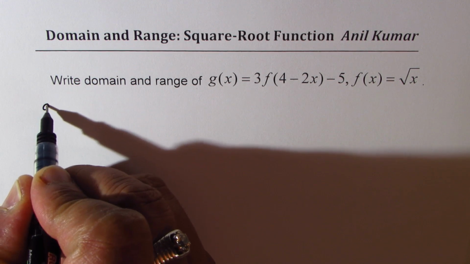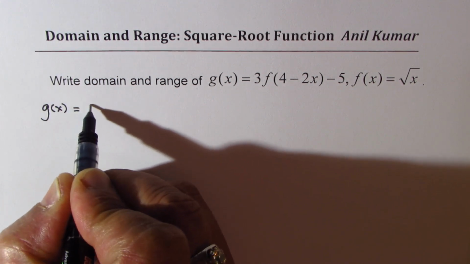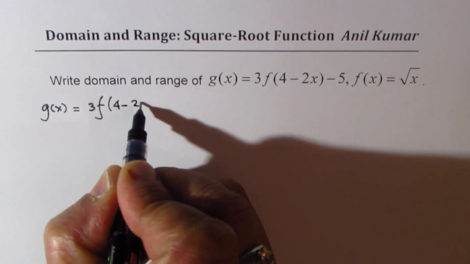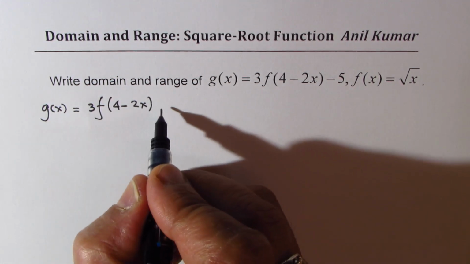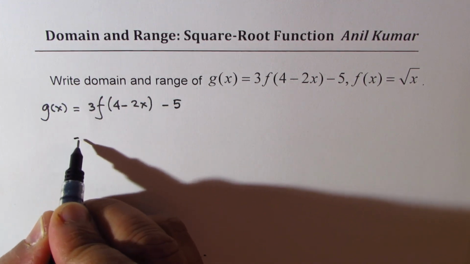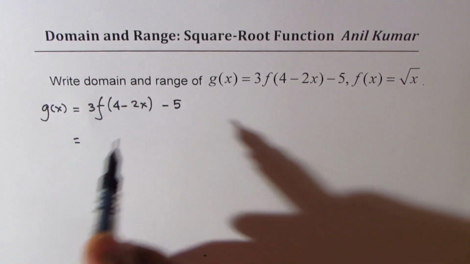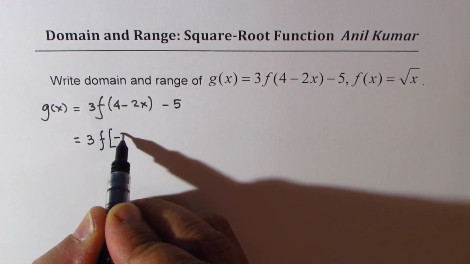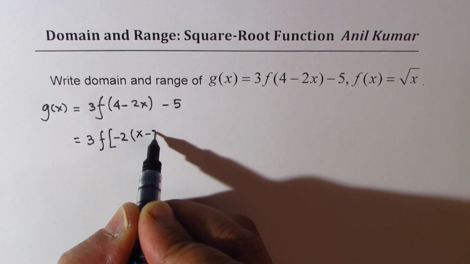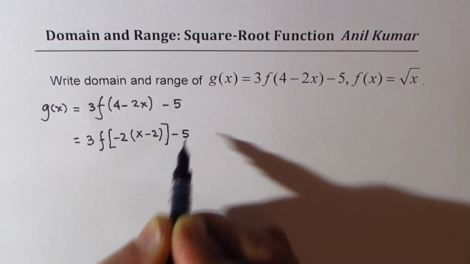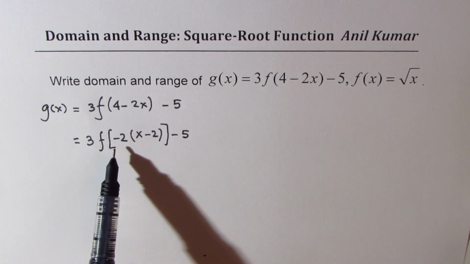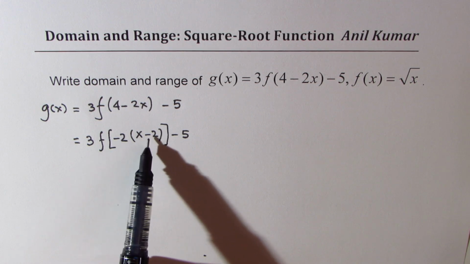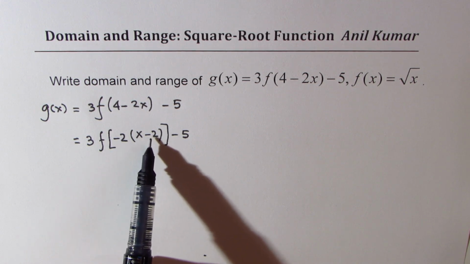Now let's rewrite the function. g of x is given to us as 3 times f of 4 minus 2x, minus 5. Now in such cases, it is important to factor and rewrite. So we get here 3 f of, let me use square brackets, I'm going to factor minus 2. We get x minus 2 in the brackets, minus 5. Okay? So now you see that the graph is reflected on the y-axis and it is translated 2 units right.